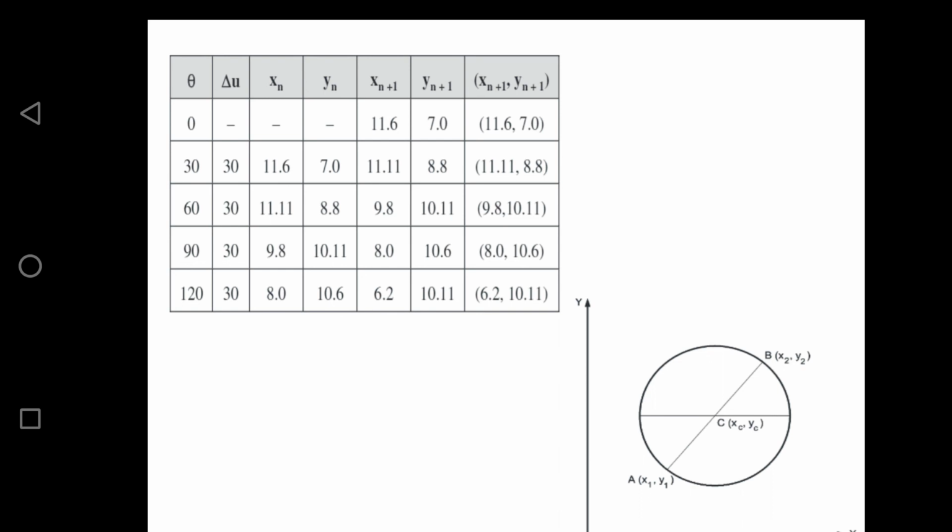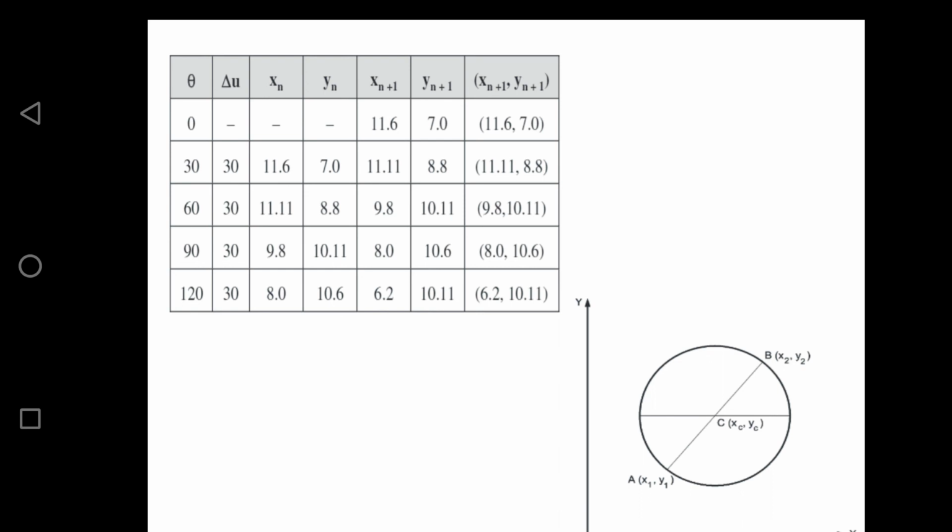Here, the question asks us to find the coordinate points of the circle at 30 degrees and 120 degrees. That doesn't mean you find only the coordinate points for 30 and 120 degrees. You have to keep an incremental angle of 30 degrees, from 0 to 30 degrees, then increment by 30 degrees again to go to 60, then increment by 30 to go to 90, until 120.